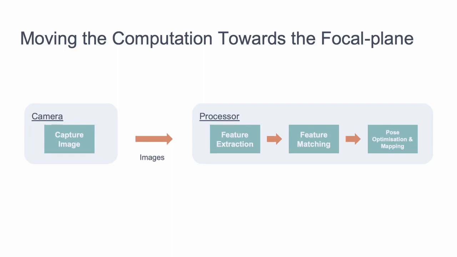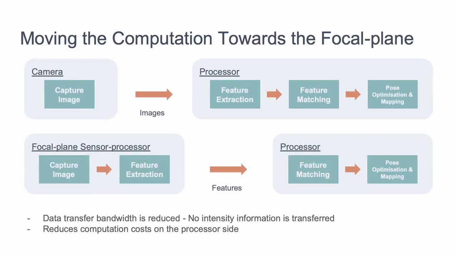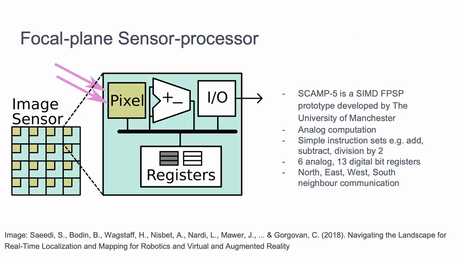Instead, we might imagine a pipeline like this, where the computation of the features is pushed all the way up to the sensing device. This way, the only data transferred is the features, reducing the data bandwidth and also the computation on the CPU. One sensor which enables this is called Focal Plane Sensor Processor. In particular, we use SCAMP5, which is a prototype device developed by the University of Manchester.